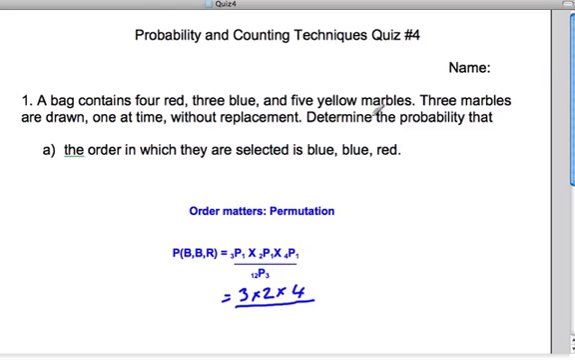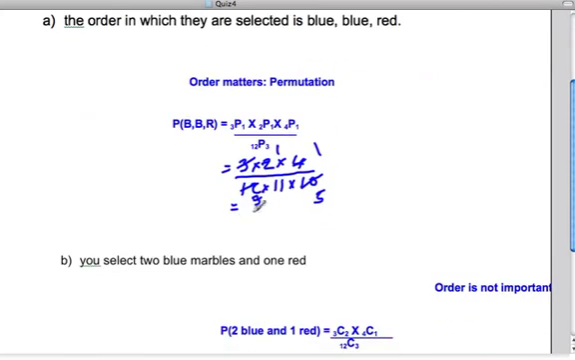So this means that the number of ways that we can choose 3 marbles given a total of 12. So that'll be 12 times 11 times 10. And if we cancel out here, this is going to be 3, 1, cancels out again, and this will be 5 and 1. So we end up with a total of 1 out of 55.